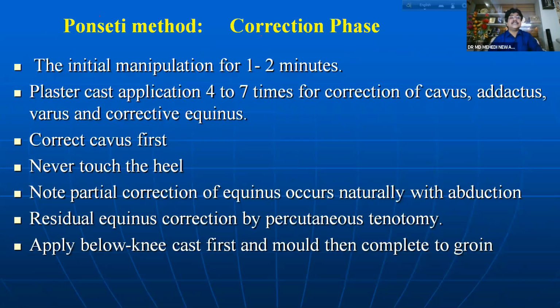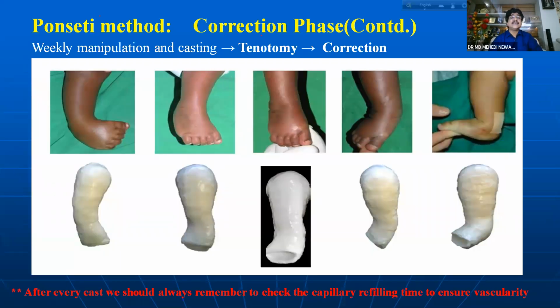Ponseti method correction phase: the initial manipulation for 1 to 2 minutes, plaster cast application 5 to 7 times for correction of cavus, adductus, varus, and equinus. At first, we have to correct the cavus, never touch the heel. Must remember, partial correction of the equinus occurs naturally with the abduction. Residual equinus, if present, is corrected by percutaneous tenotomy. Apply a below knee cast first and mold, then complete to the groin. And in the serial, at first you see that is clubfoot, and gradually correction, percutaneous tenotomy done, and this is the last figure of the plaster.